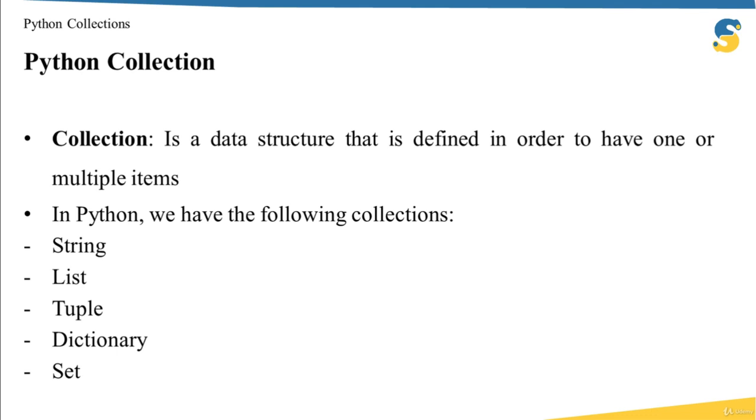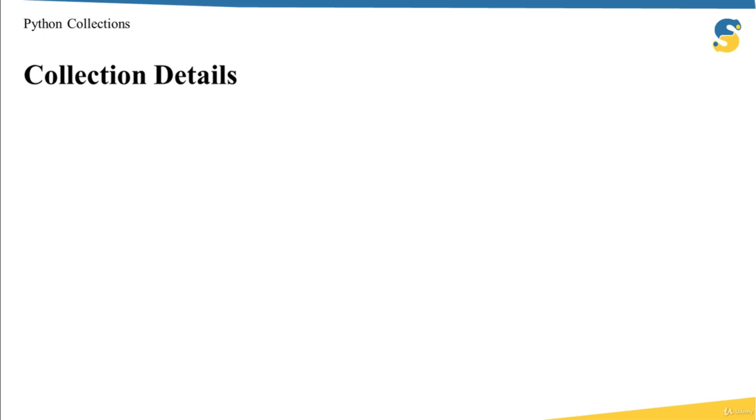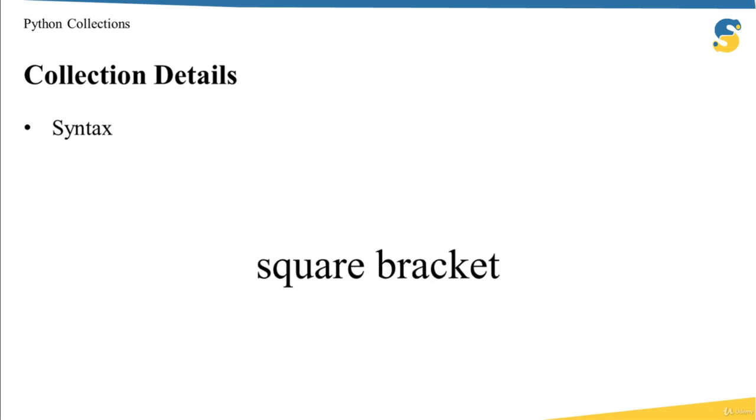Each one of these collections has its own features, and over time, you will get the required experience to know in which context you have to use each one of these collections. Now let's see the collection details that you have to know about each one of these collections. First of all, syntax. What I mean by syntax here is how you are going to define this collection. So for example, if you want to define a list, you have to use square brackets, whereas if you want to define a dictionary, you have to use curly braces, and so on.